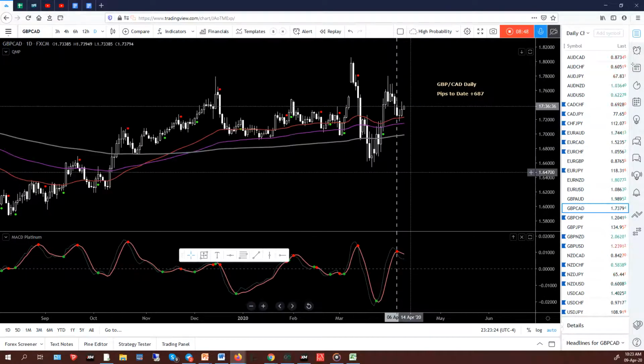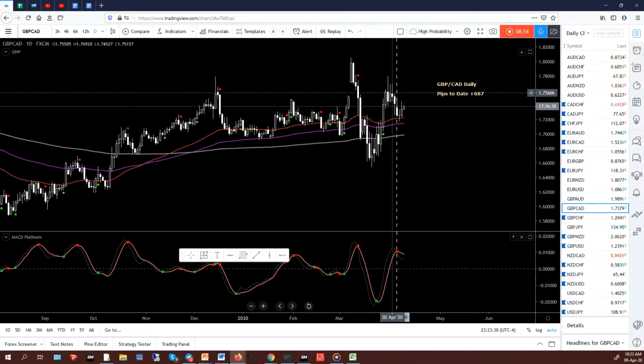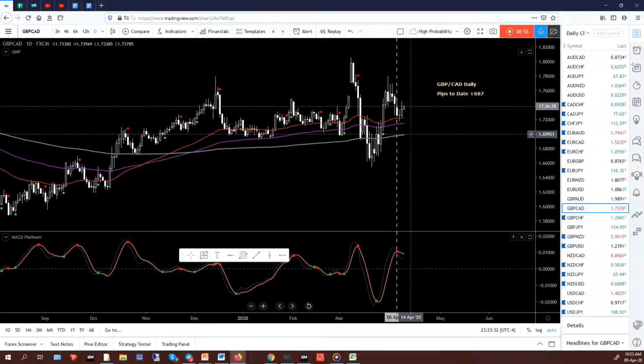Pound CAD, not much doing here. Even if a sell did present, it'd be too high risk, wouldn't be worth the effort.